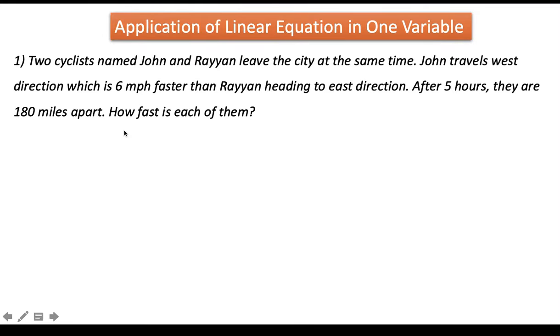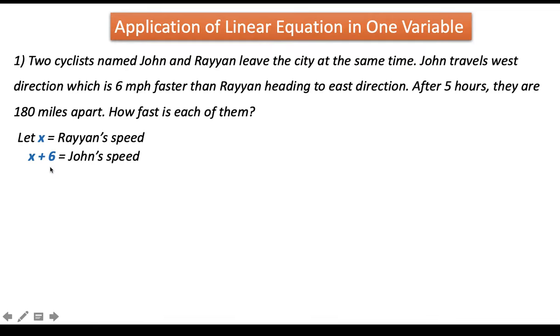So in this given problem, we're looking for the speed of each cyclist. Now, we're going to represent their speed. We have two cyclists here, John and Ryan. We know that John travels 6 miles per hour faster than Ryan. So John's speed is dependent on Ryan's speed, which means we will start by representing Ryan's speed. Let x equal Ryan's speed. Then John's speed will be x plus 6 because John travels 6 miles per hour faster than Ryan. So that's why it is x plus 6.